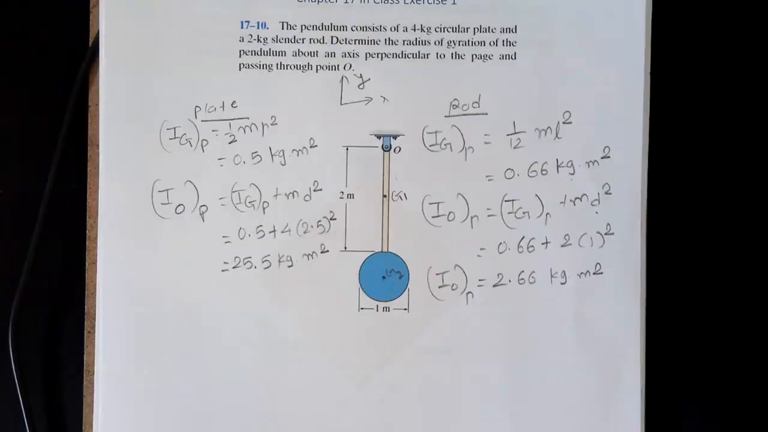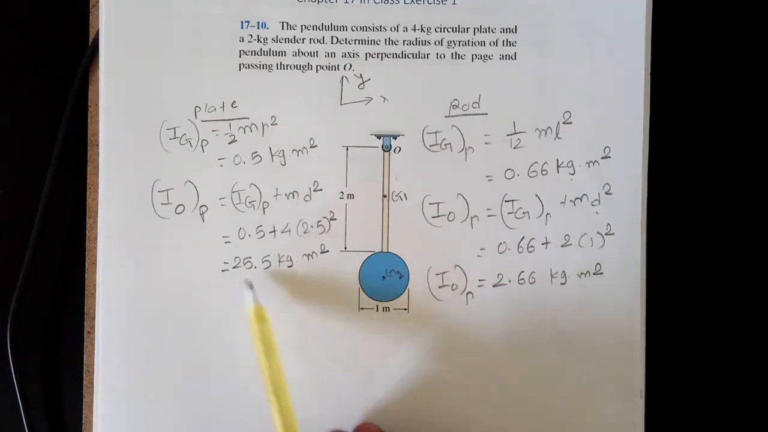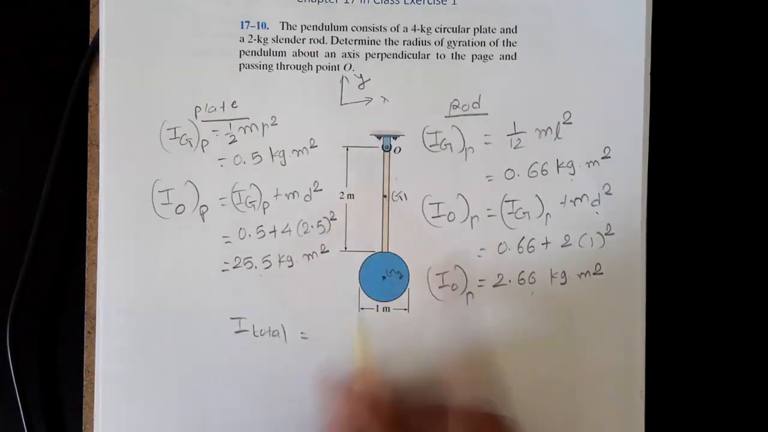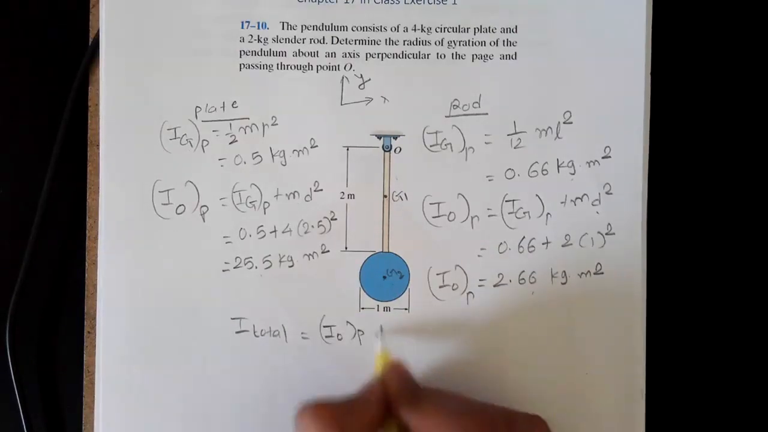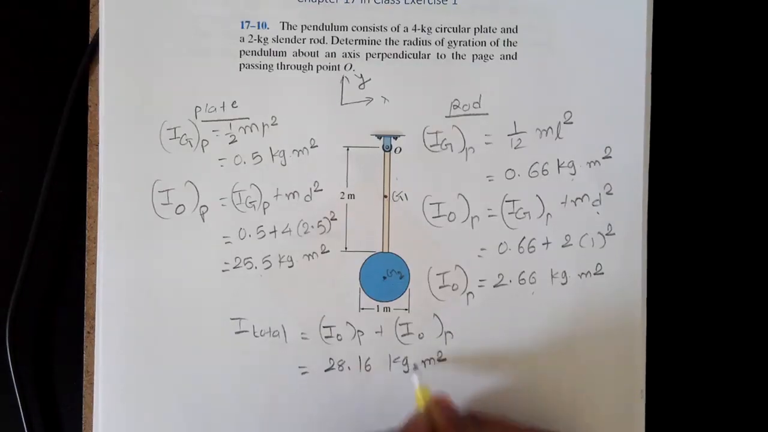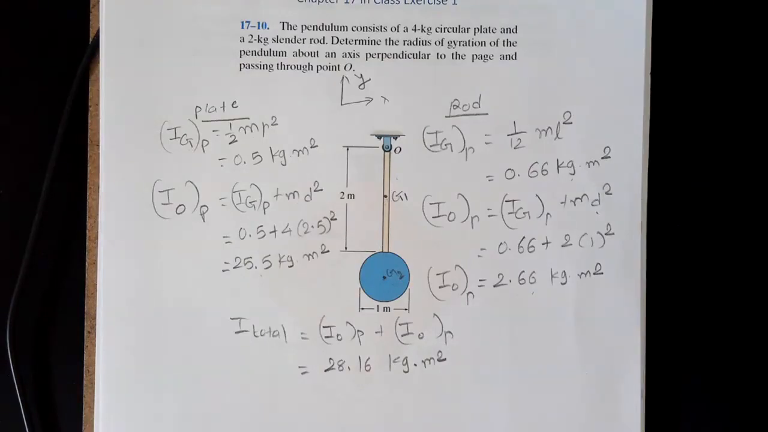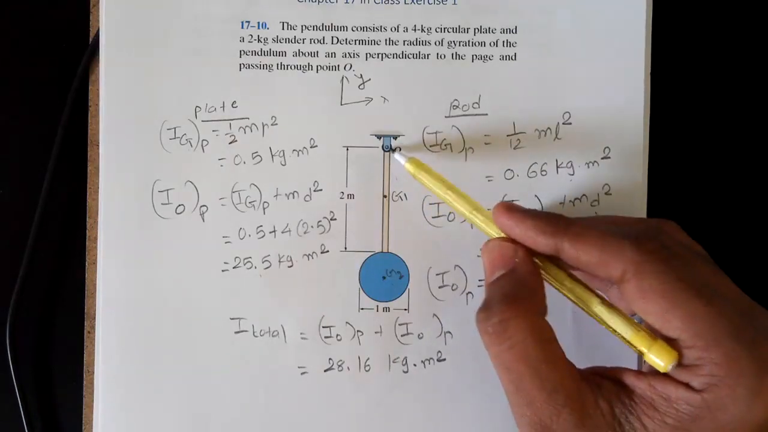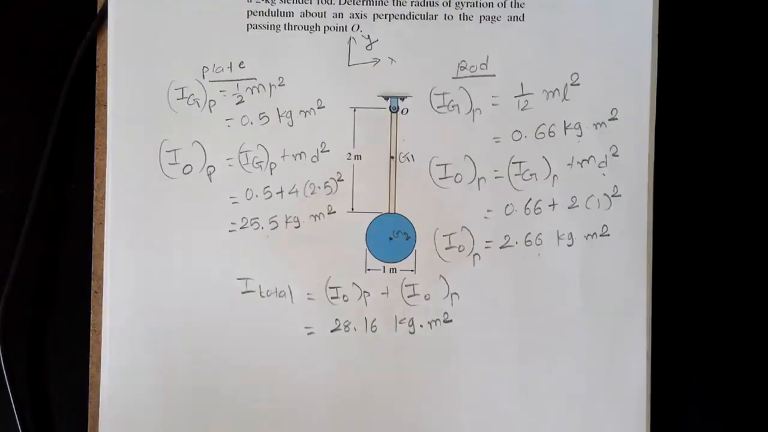And then the total moment of inertia is basically the algebraic addition of 25.5 with 2.66. So I'll call this I total. So I total is equal to I_OP plus I_OR. Okay, and then you add these two numbers, you get the answer as 28.16 kilogram meter squared. So this is the moment of inertia of the entire pendulum when it is being rotated with respect to point O. And in this example, we need to calculate the radius of gyration.